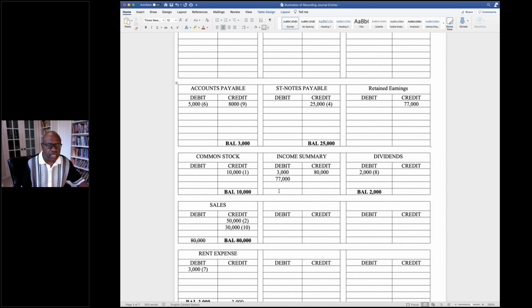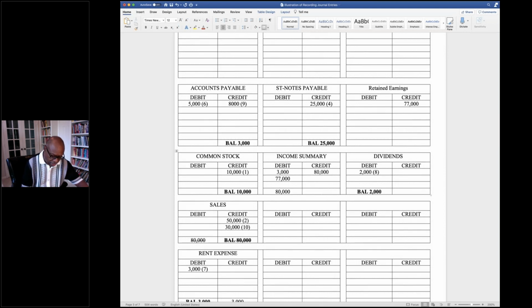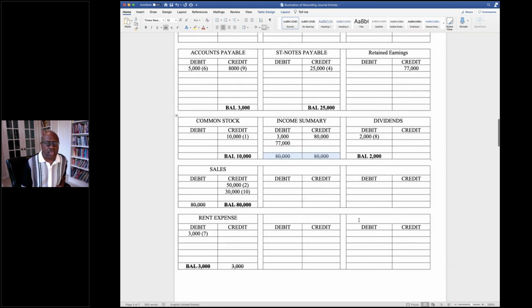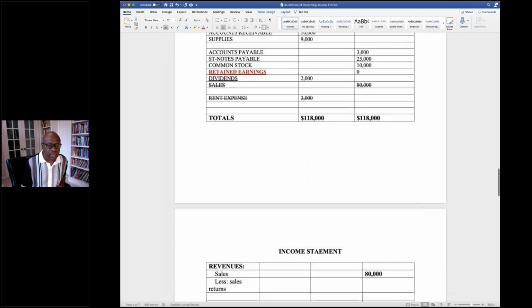And when we post these entries in the income summary, 80,000 and 80,000, the totals balance it out. So this account has served its purpose to clear out revenues and expenses. And so we can now scratch it out. It has a zero balance. And of course, the rent is gone. And we got one closing entry left to make.